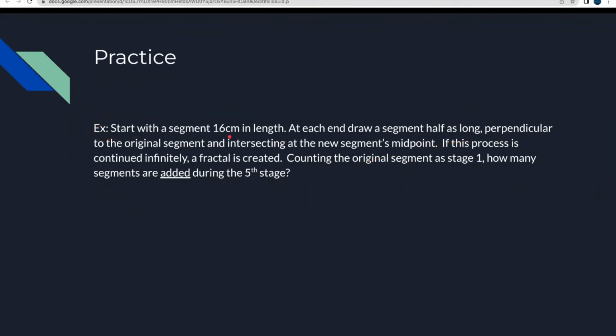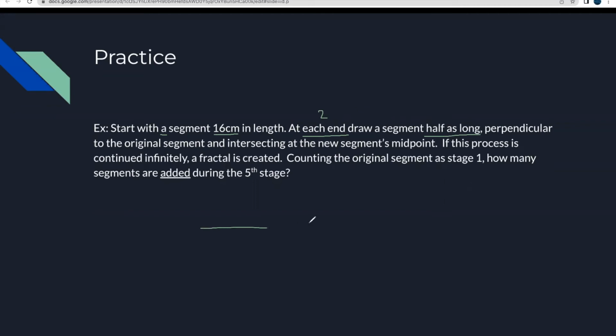So if we start with a segment length 16, and okay, I'm going to underline this. So it's 16 centimeters at first. And we have a single segment, 1 segment. At each end, draw a segment half as long. So at each end, there are 2 ends to a line, sorry. And it's going to be half as long, perpendicular to the original segment and intersecting at the new segment's midpoint.